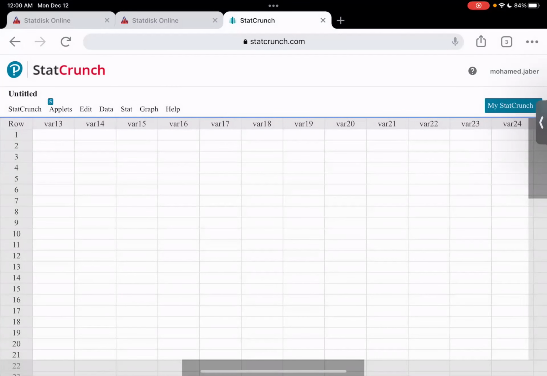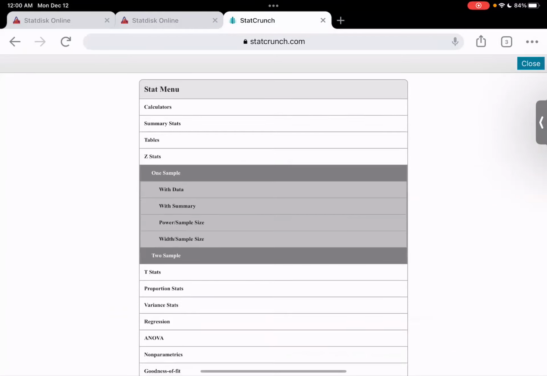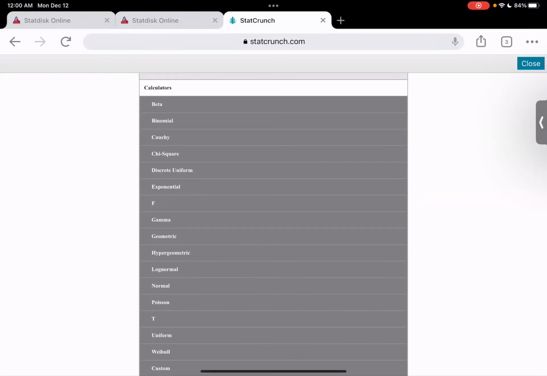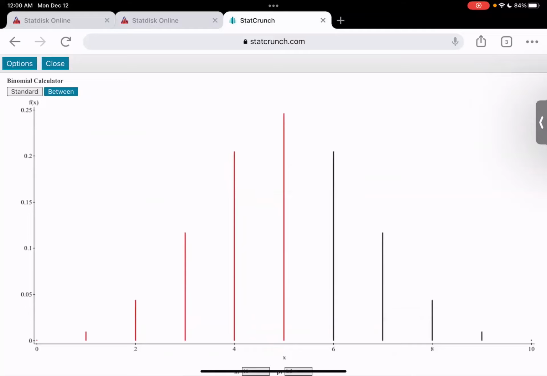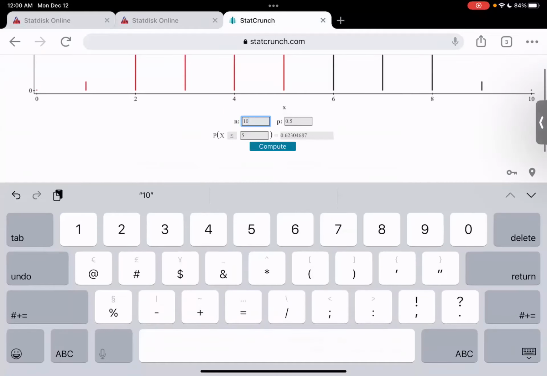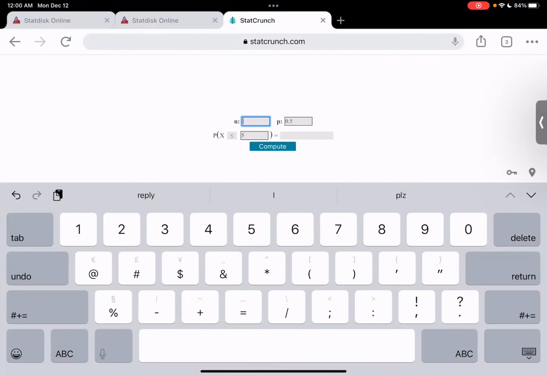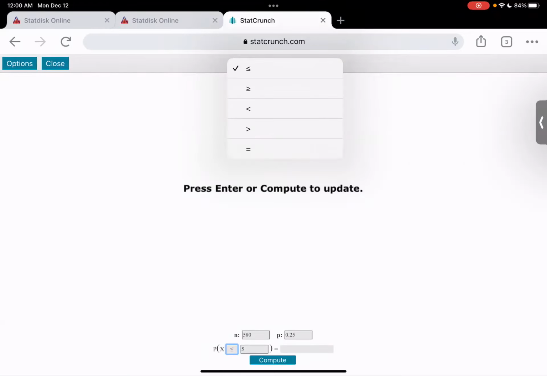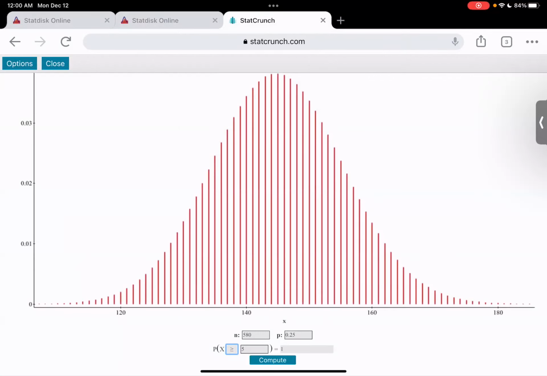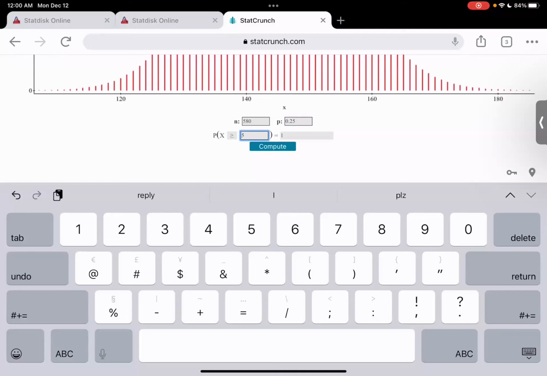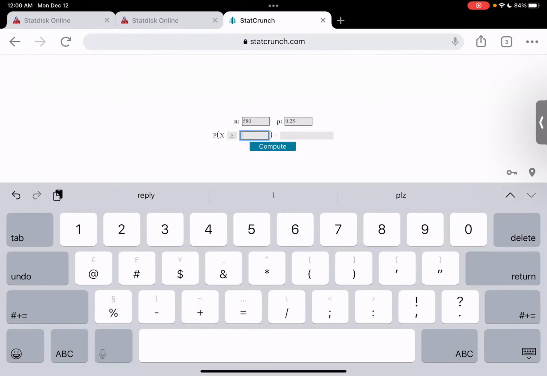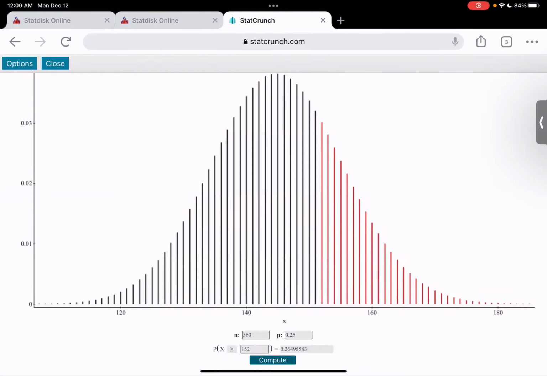Go to StatCrunch, then go to Stat, then Calculators, first one, and then go to Binomial, second one. Then here, we have N equal to 580, and the probability of success equal to 0.25. This will be greater than or equal to, and the value here will be 152. Compute.